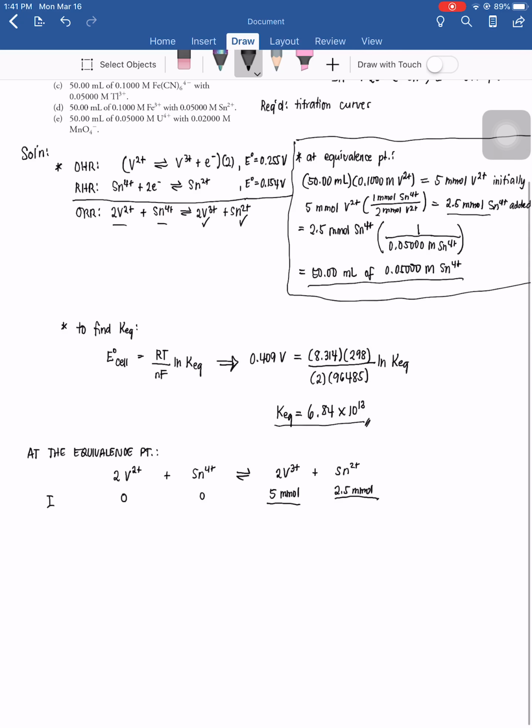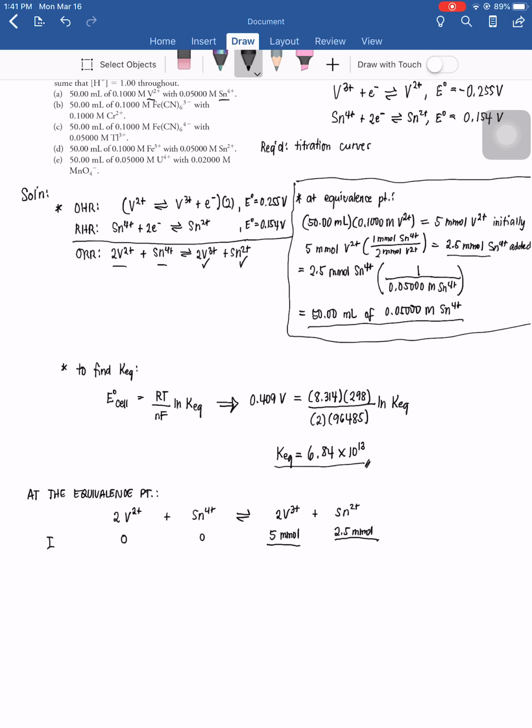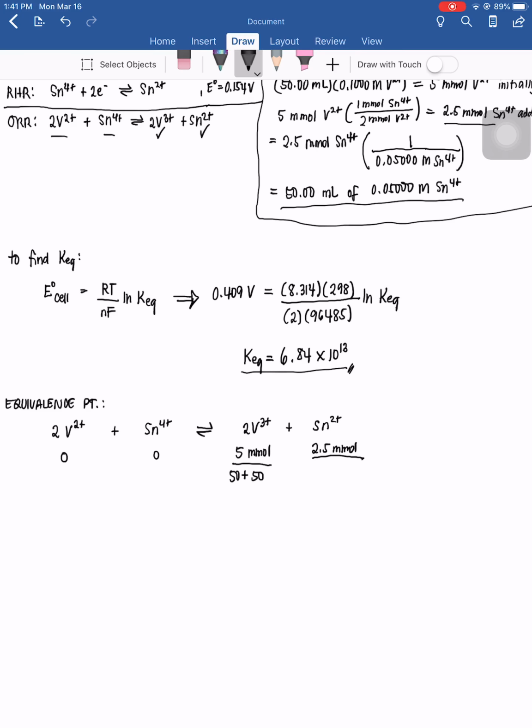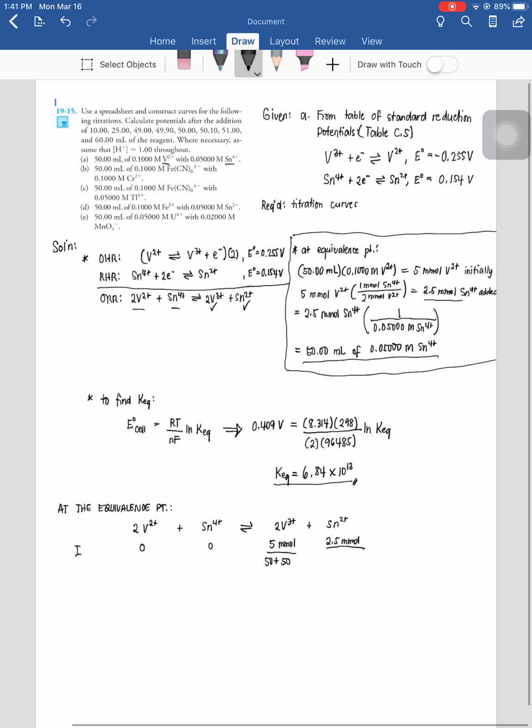Let's divide now these number of moles by the total volume. So initially, for this one, we have 50 ml of vanadium-2 plus 50 ml of our tin-4 added at equivalence. Same here also for the tin-2, just so we can get the concentration of the vanadium-3 and the tin-2 ions.